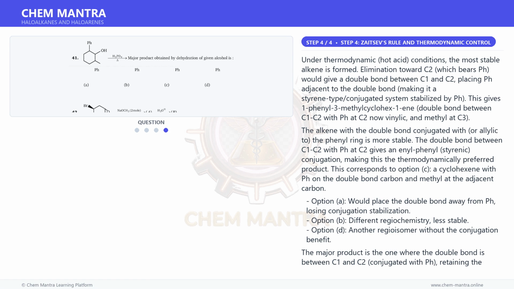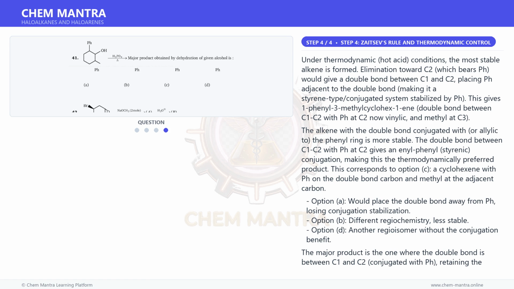The alkene with the double bond conjugated with, or allylic to, the phenyl ring is more stable. The double bond between C1 and C2 with phenyl at C2 gives a styrenic conjugation, making this the thermodynamically preferred product. This corresponds to option C, a cyclohexene with phenyl on the double bond carbon and methyl at the adjacent carbon. Option A would place the double bond away from phenyl, losing conjugation stabilization.